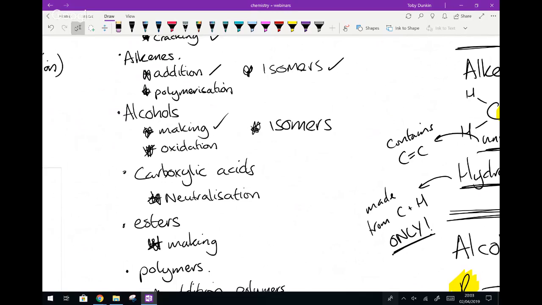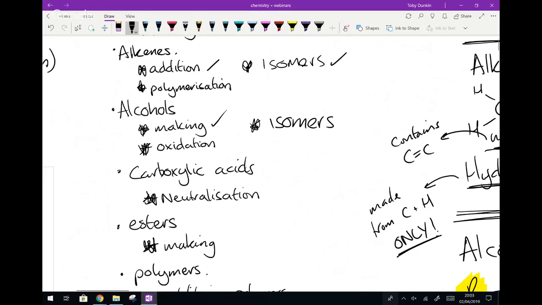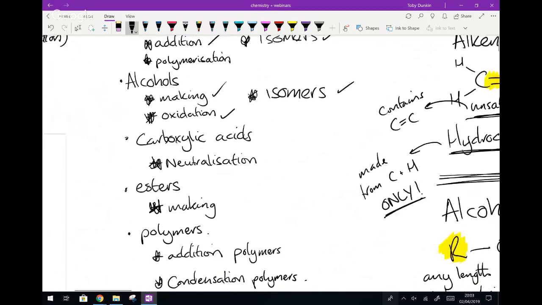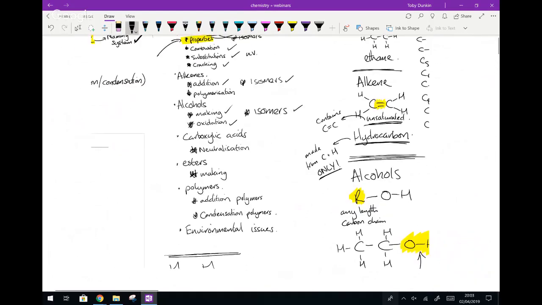Alcohols we've covered. We make them from ethene and steam. I will also mention fermentation. Yeast, 30 degrees, all that jazz. But we did that in the industrial one. We've done isomers being propan-1-ol or propan-2-ol. We did oxidation with air and potassium dichromate to form carboxylic acids. Right. Next, I like it.